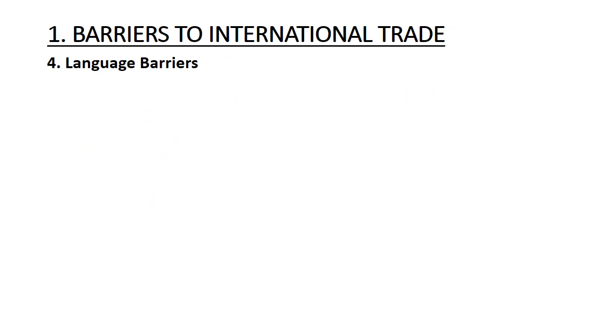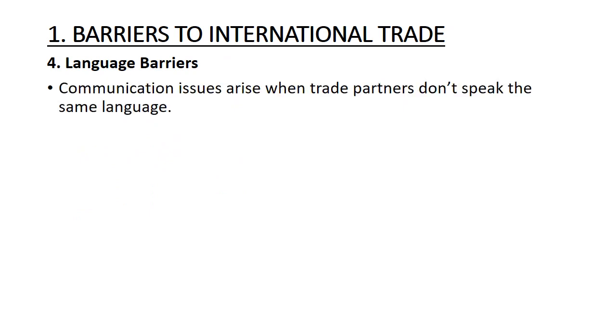The other challenge is language barriers. Communication issues arise when trade partners don't speak the same language. The problems may include misunderstanding contracts. One party said this, they meant this, then the other did not understand. And you know the essential elements of a contract, the offer and the acceptance, have to be clearly understood between both parties involved. But because of language barriers, the chances of misunderstanding are high.